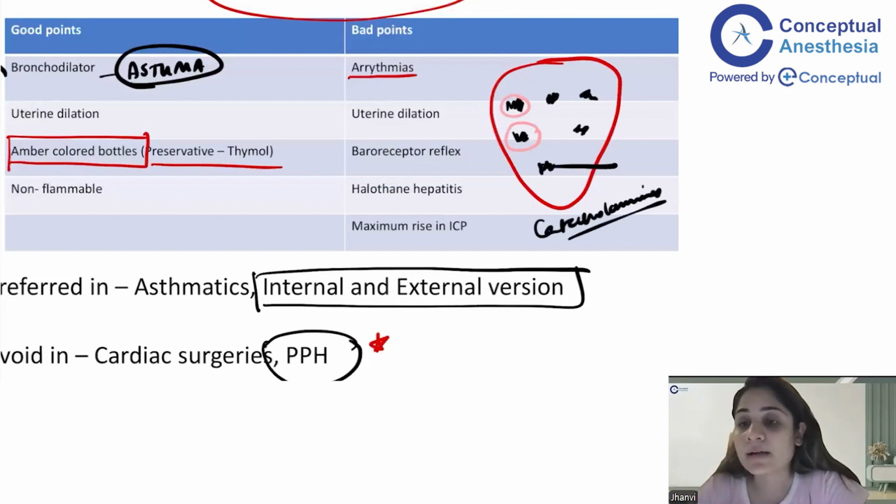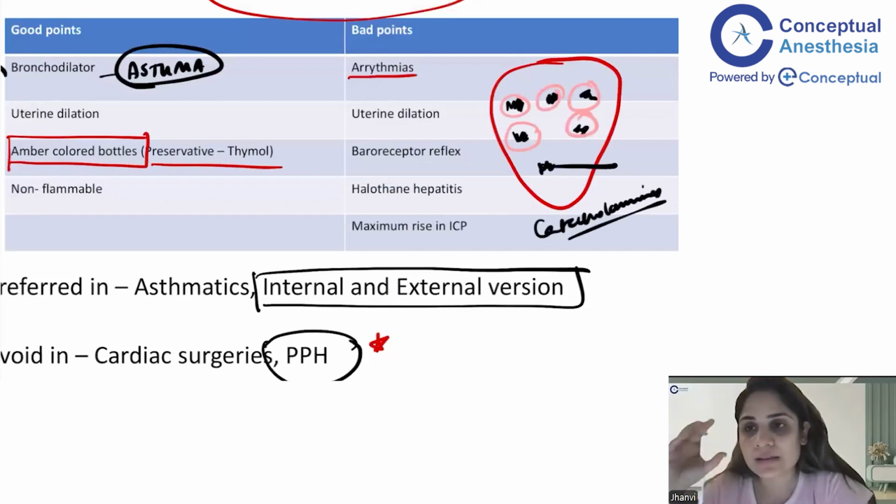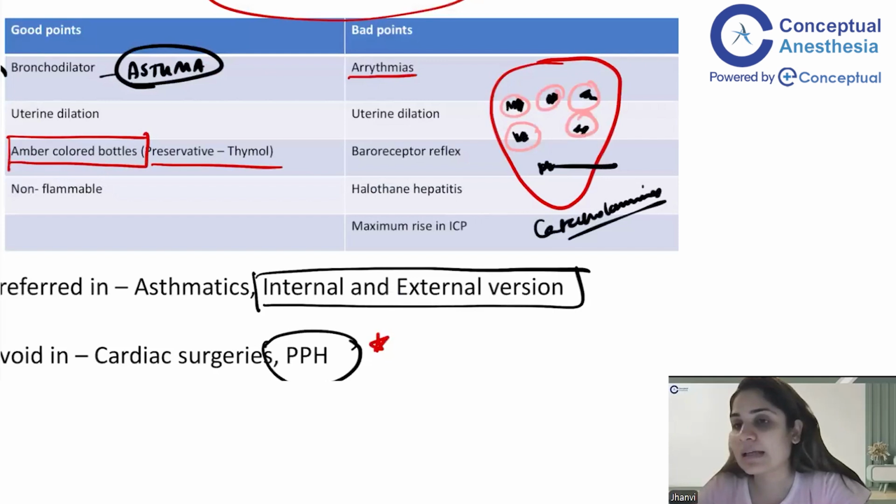But if too many of these receptors are activated, if the catecholamines go in bulk and activate many of these receptors, then it can lead to arrhythmias in the heart. What halothane does is that it sensitizes these catecholamine receptors and makes it easy for the catecholamines to act on the heart. And this leads to arrhythmias. It is because of this bad point that we don't prefer to use it anymore. Another bad point, as we already discussed, is that halothane causes uterine dilation, so we don't prefer it for postpartum hemorrhage.